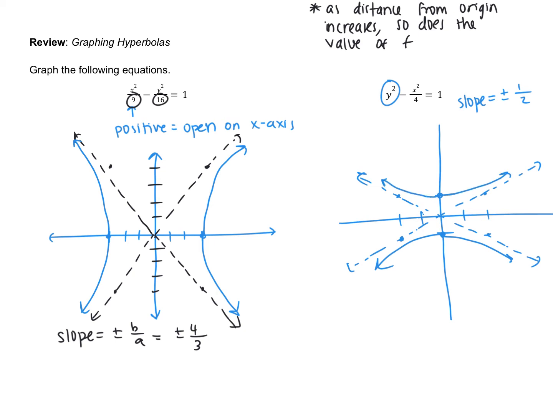Not asymptotes. I'm sorry. I should not have used the term asymptotes. They're not asymptotes. Let me be clear with that. They're not asymptotes. They just help us find the value of the graph, or the direction of motion.